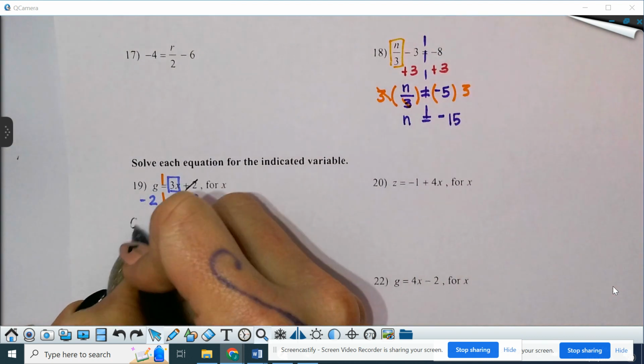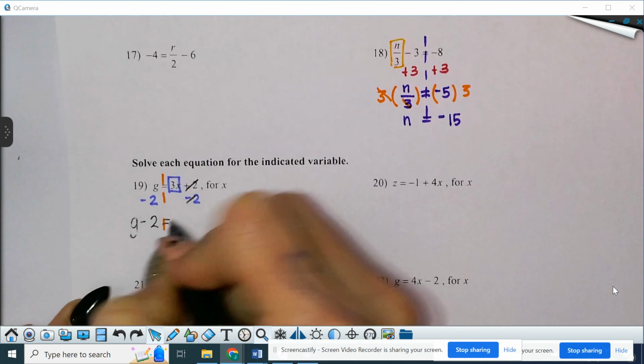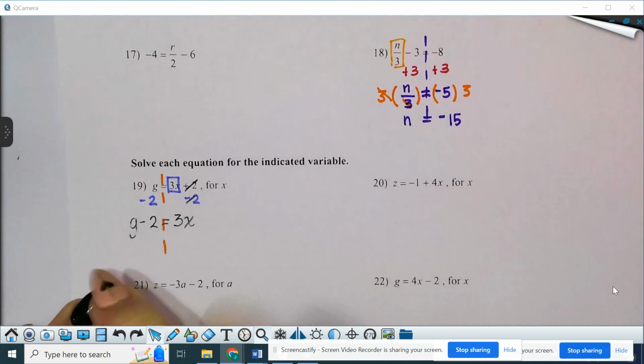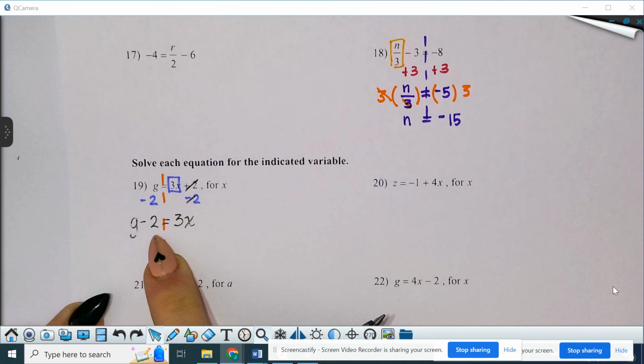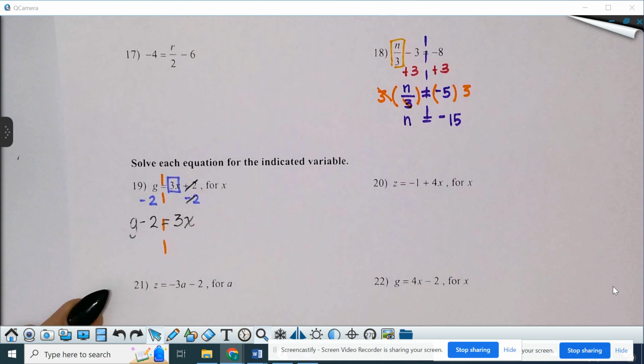So G minus 2 equals 3x. Now, can G and 2 be combined in any way other than that? No, right, because they're not like terms. We have a variable and then a constant, right? So if it was G minus 2G, then they could be combined because then they're like terms. So good job on that one.